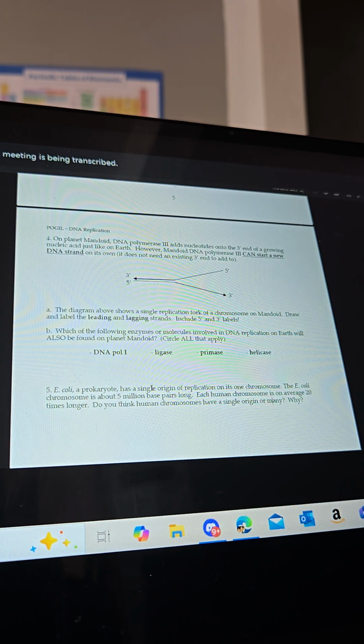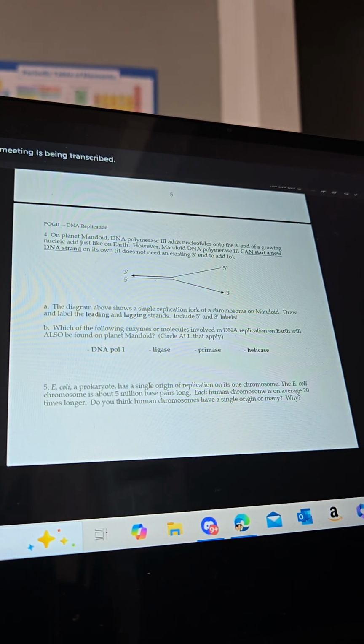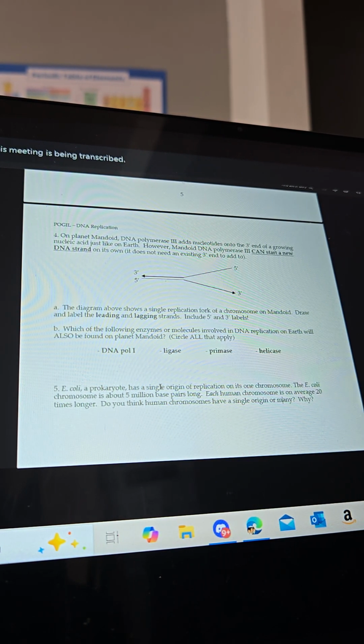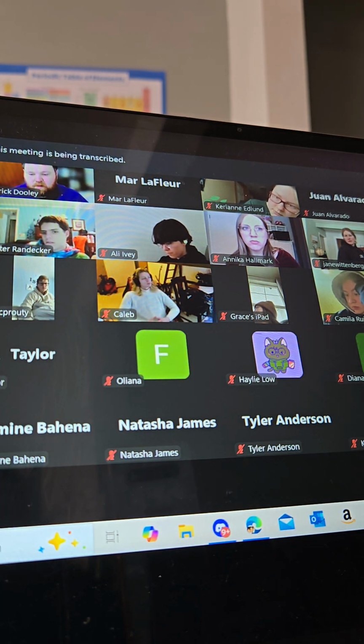Does that help? So is it asking which ones we don't need? It is asking which ones you do need. So you need ligase and helicase, right? I'm just saying which ones you don't need. You need a helicase because you still need to unzip DNA. Yes. And you would still need ligase to merge any of those replication strands. And then you don't need the polymerase or the primase because you can start anywhere. Correct.